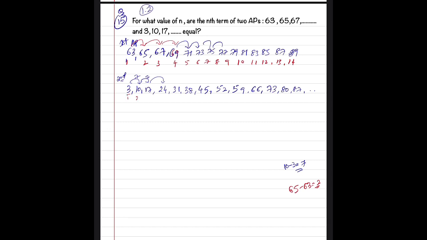3 is the first term, then the second term, third term, fourth term, fifth, 6, 7, 8, 9, 10, 11, 12, 13. You observe the question: at what value of n do both the APs have equal values? So we have to find the value of n here. Okay. So this is the concept of your question. Now I can start solving this as per your theory.